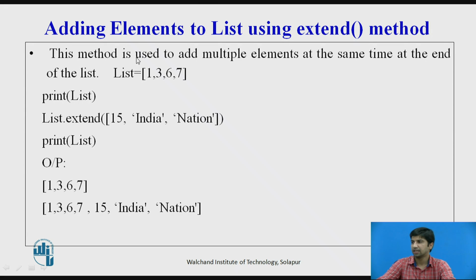Here, I have created a list with elements 1, 3, 6, 7. I am printing the list. Then I am using list.extend. I am passing the items 15, India, nation. I am printing the list. So I am not using a loop here. I am adding all the elements at the same time.